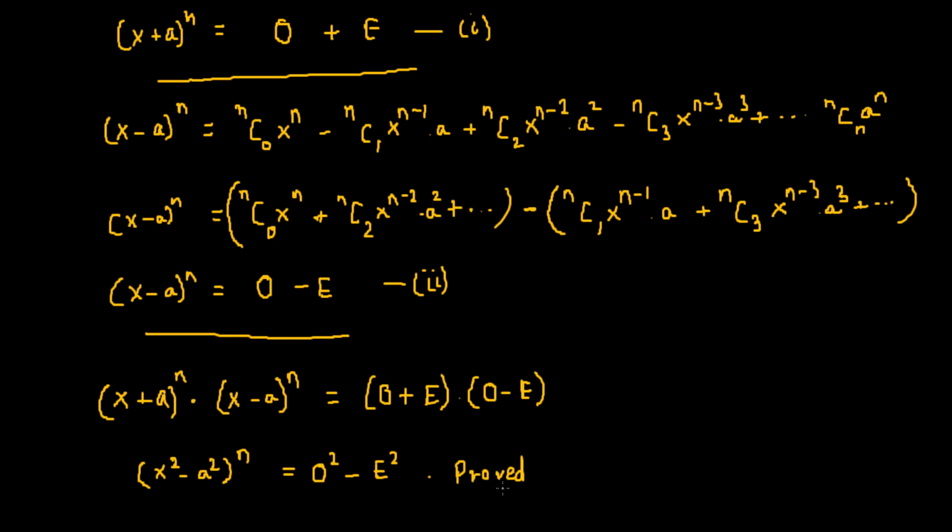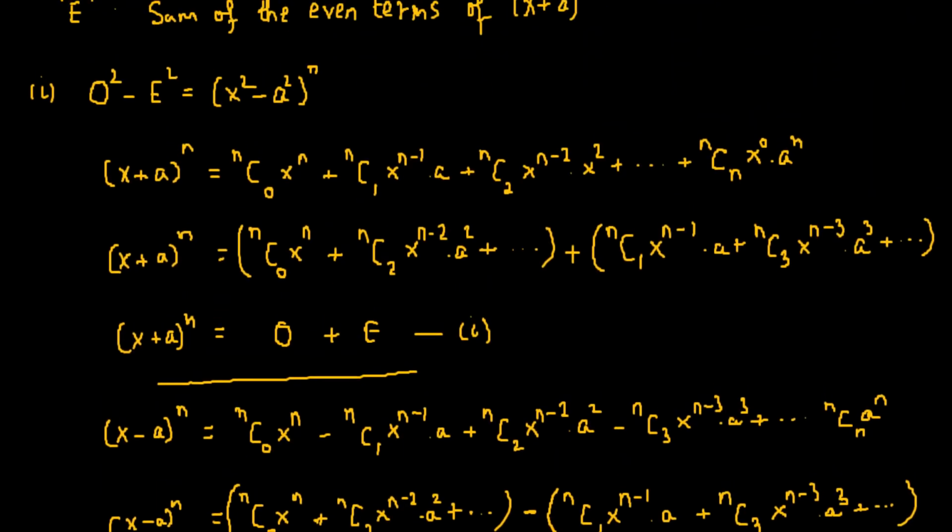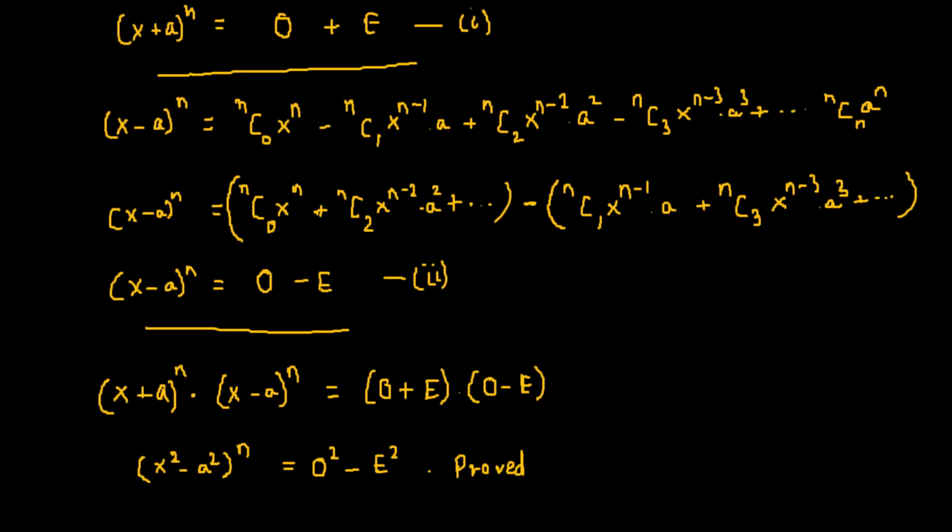Now continuing on the same note, this was part 1. So in part 2, for the same question, we are to prove that 4 times the product of odd and even terms is equal to (x plus a) raised to the power of 2n minus (x minus a) raised to the power of 2n. So how do we do that?